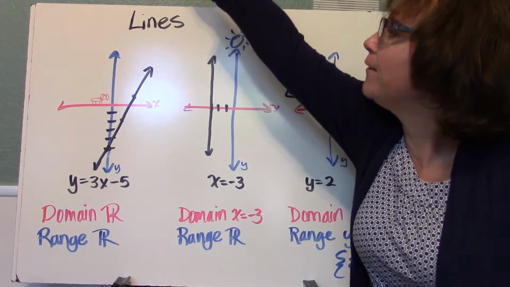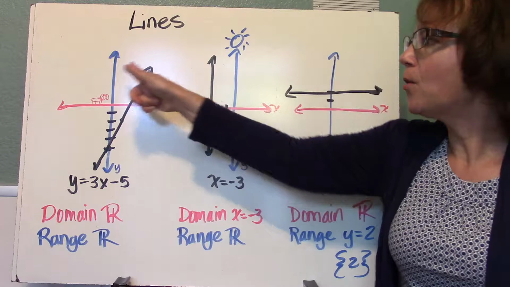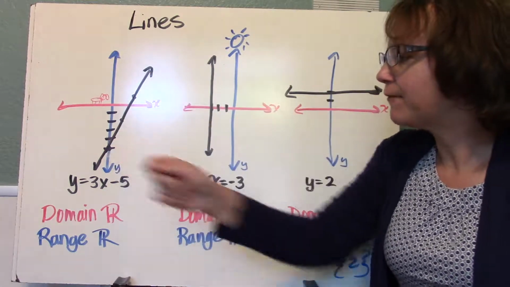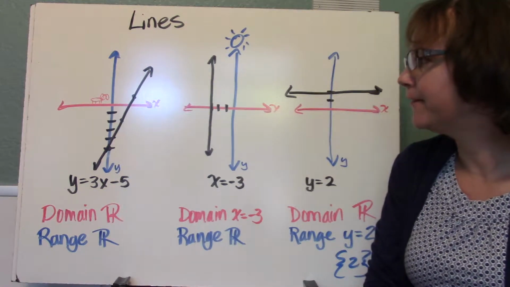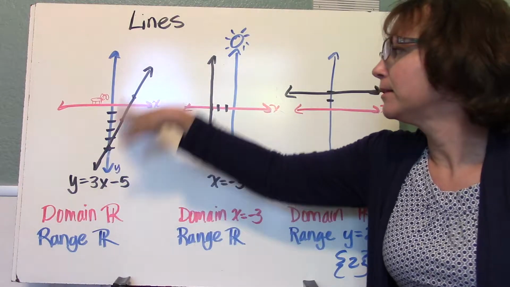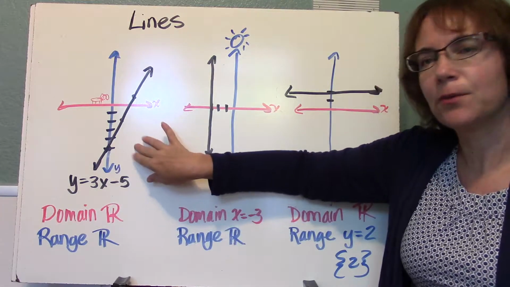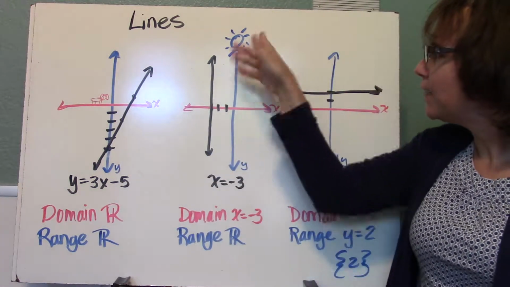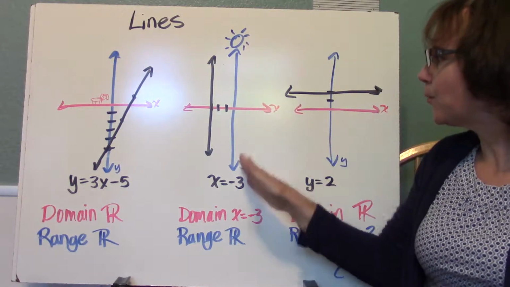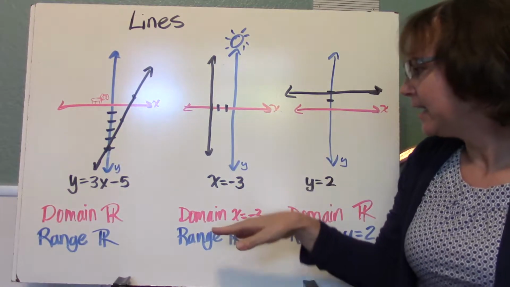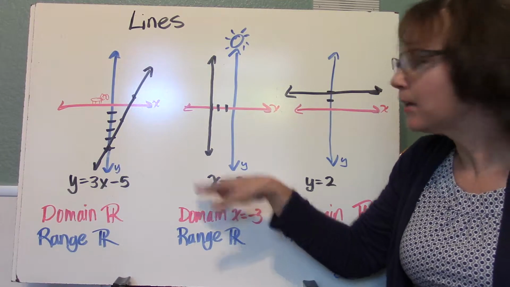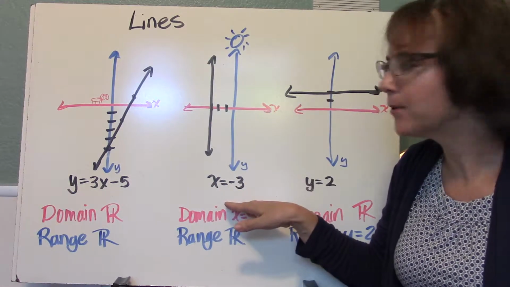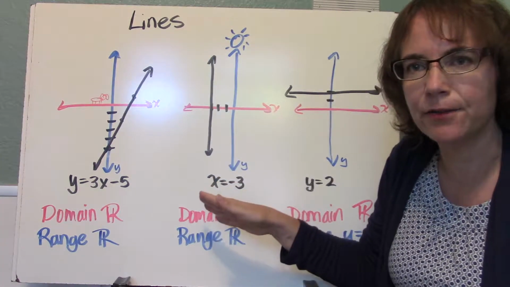It doesn't matter how far we go up or down, we're always going to be able to touch that graph of y equals 3x minus 5. And in this case, we talked about lines that looked similar to this that were a function. So then if we look at this line right here, so here's our y-axis, here's our x-axis, and we have the line graphed x equals -3. So x is always equal to -3.